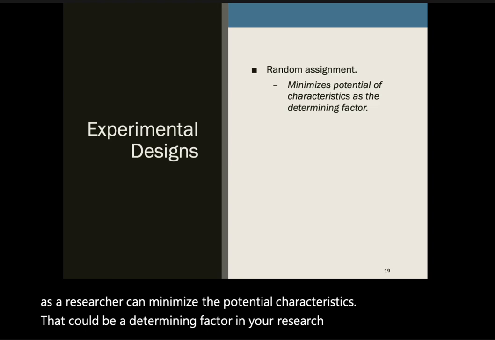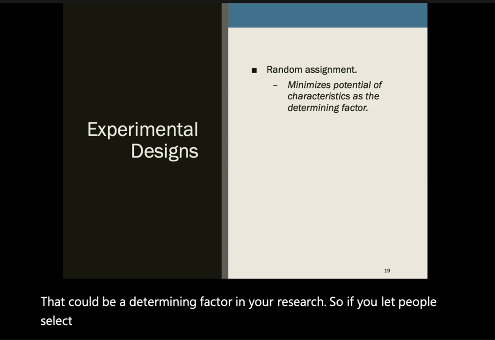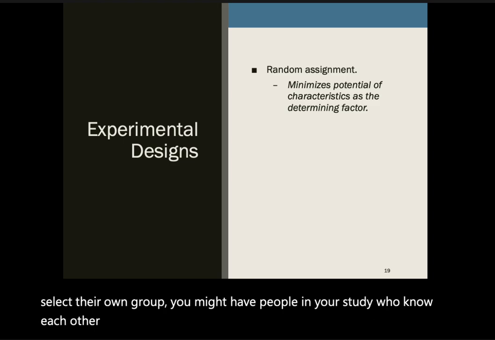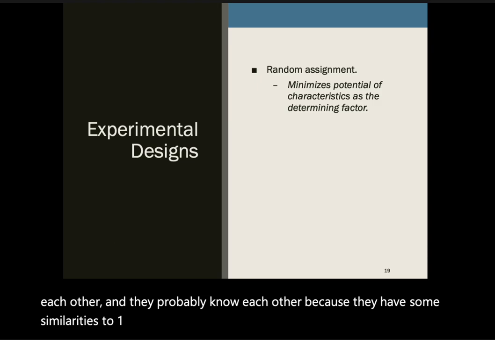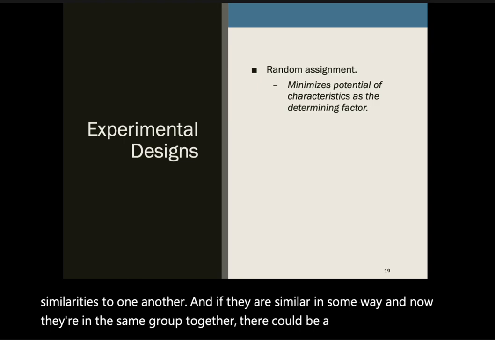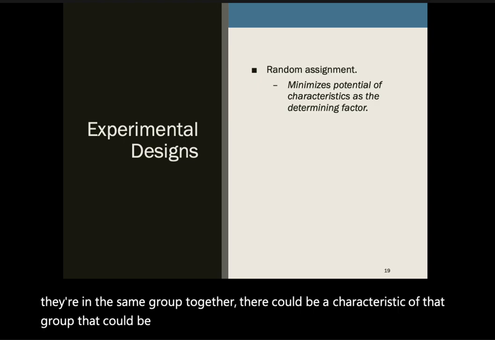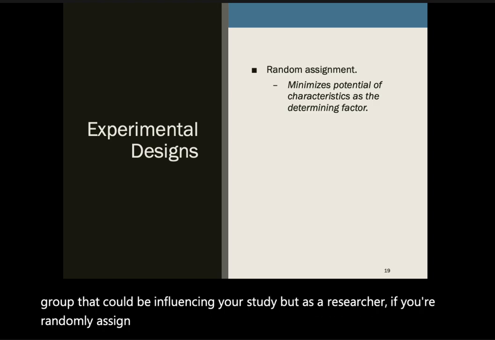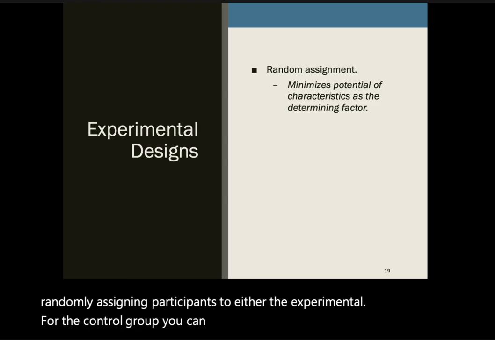So if you let people select their own group, you might have people in your study who know each other. And they probably know each other because they have some similarities to one another. And if they are similar in some way, and now they're in the same group together, there could be a characteristic of that group that could be influencing your study. But if you're randomly assigning participants to either the experimental or the control group, you can minimize the effect of those characteristics.